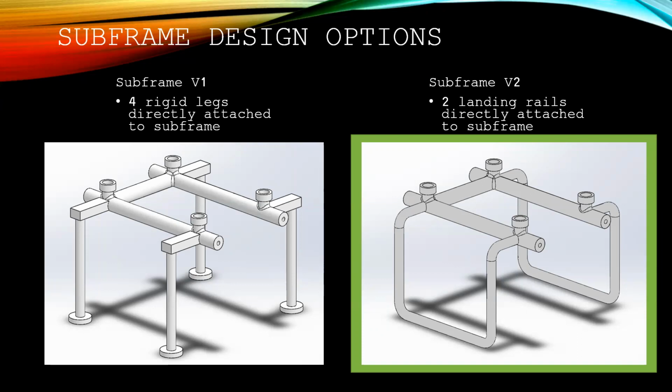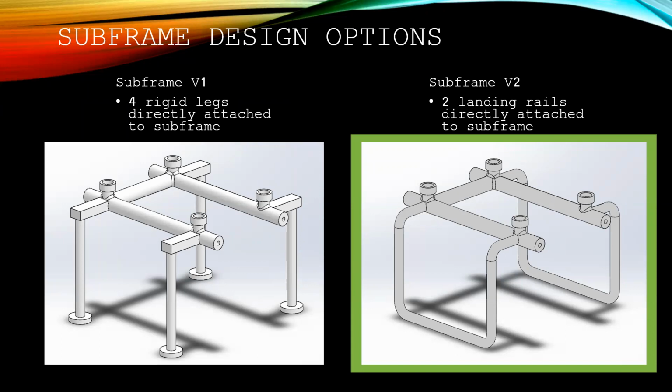With this in mind, the first iteration of the design was the subframe version 1, which featured four rigid legs directly attached to the extensions made from the subframe. After testing the fitment of this design, we took the required changes and improved on the design, which resulted in the subframe version 2, which featured two landing rails as opposed to four individual legs. The subframe extensions were also changed to cylindrical features in an effort to reduce any additional mass. This design was inspired by the commonly found fixed landing gear of most helicopters.